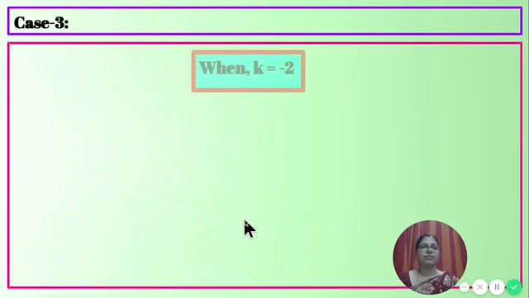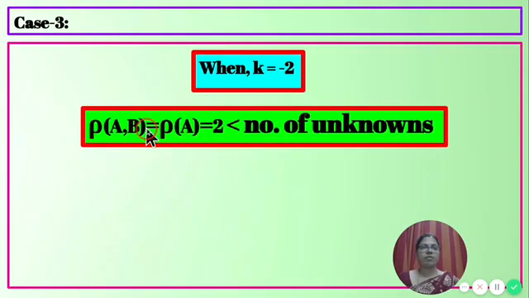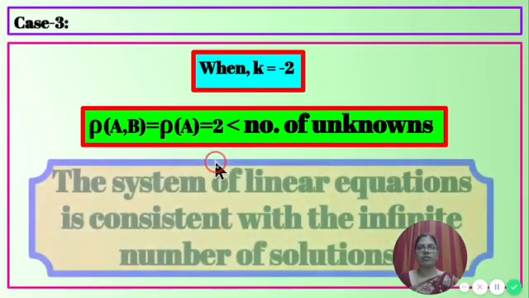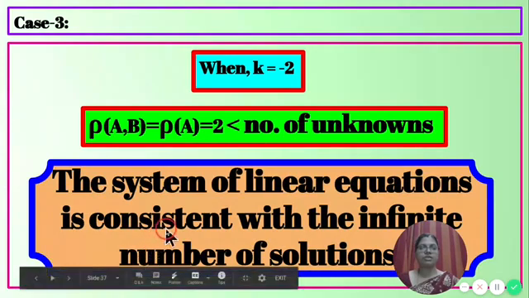For case 3, when k is equal to -2, rank of (A, B) is equal to rank of A, that is equal to 2, that is less than the number of unknowns. The system of linear equations is consistent with an infinite number of solutions.